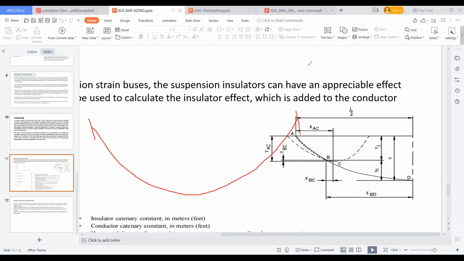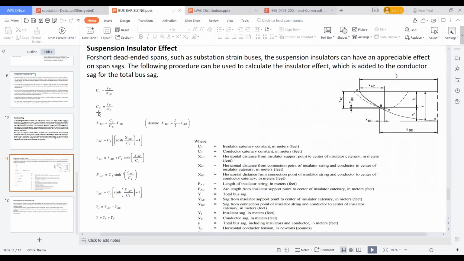This is a lengthy calculation, so no need to remember all these things. Here what we are doing is calculating the sag, which is Y equal to Y1 plus YC. Y1 is the insulator sag and YC is the conductor sag, which gives us the total sag. Y is the total bus sag, including the conductor and insulator. So we have to calculate this.